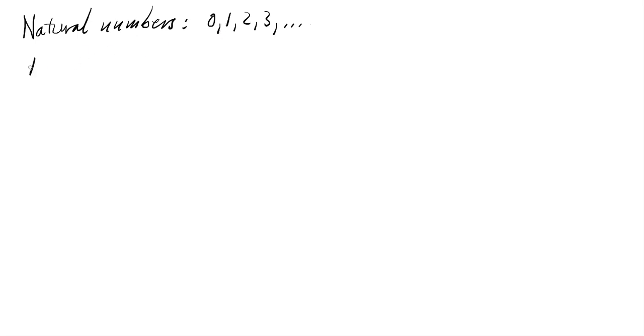Then we have the integers. And those include the negative. Then we can talk about positive integers, by which we mean 1, 2, 3, 4, and so on. And we can talk about negative integers, by which we mean -1, -2, -3, and so on.